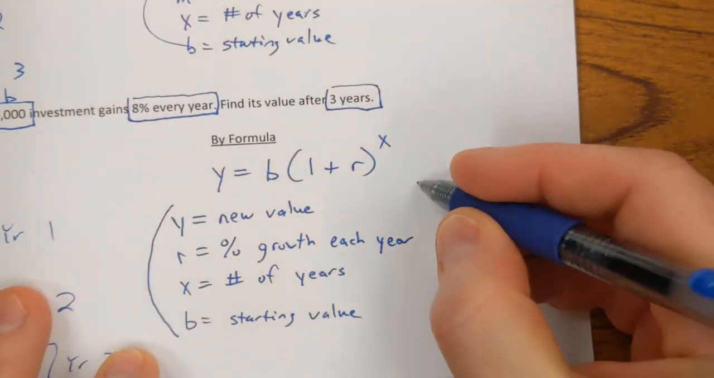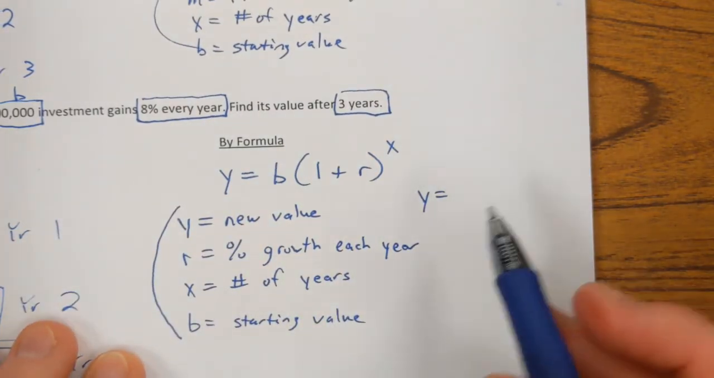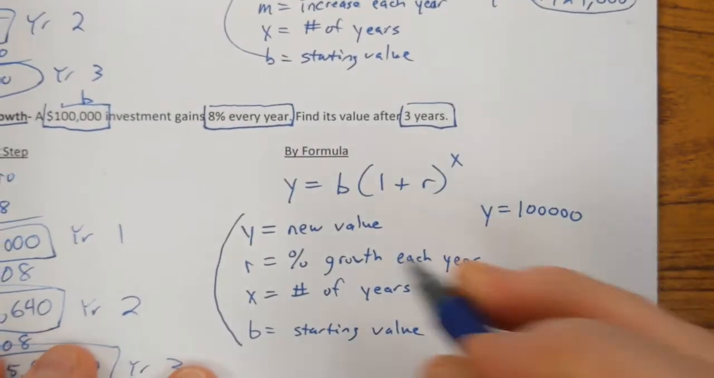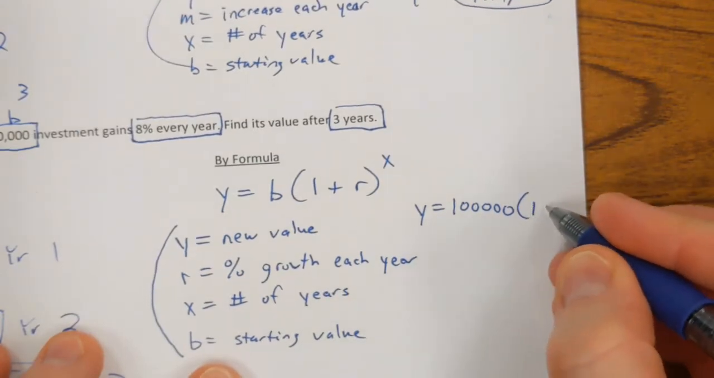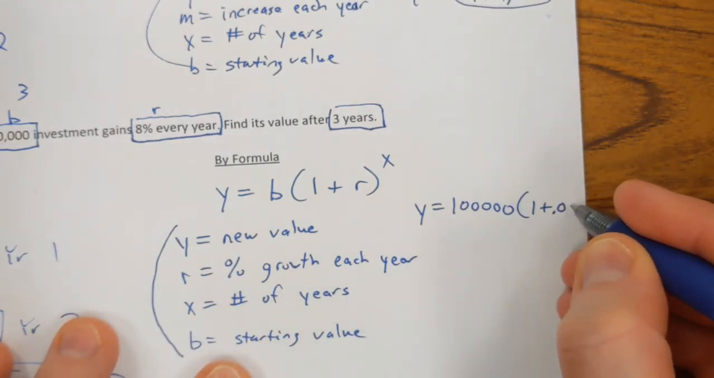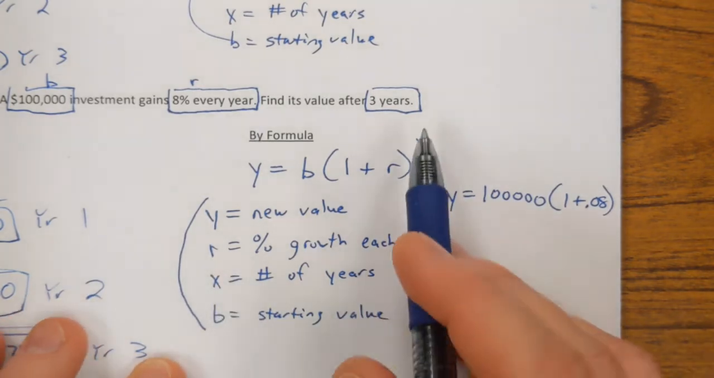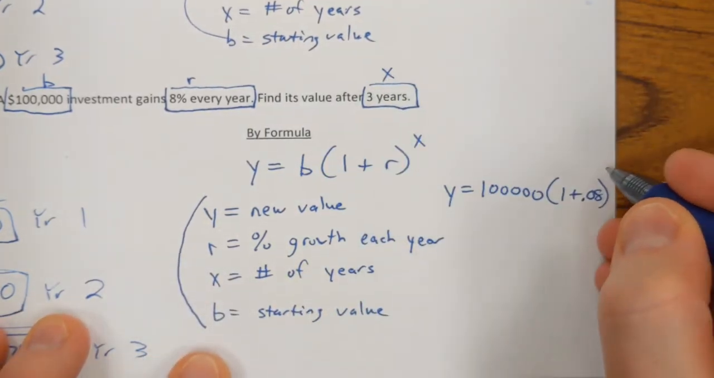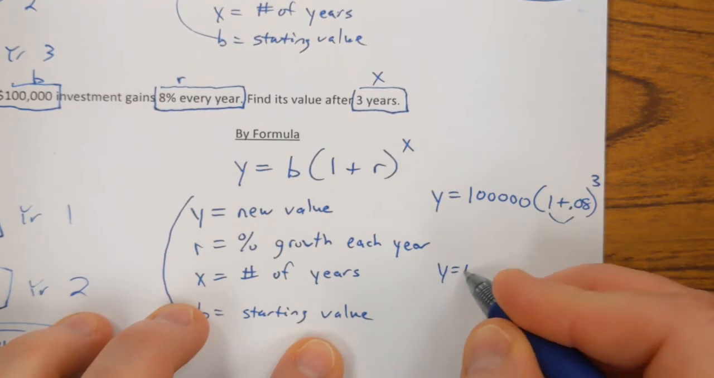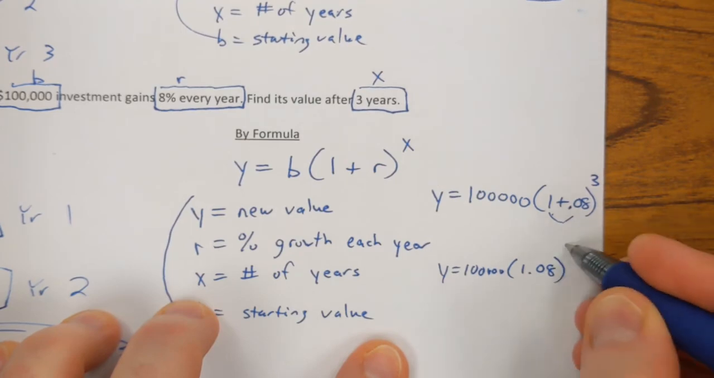All right, so we plug these in. To solve for y, we could find this answer in just one step if we know what we're doing. If we take our starting value, which is the 100,000, we times it by 1 plus the percentage growth each year. Now 8% as a decimal is 0.08. And then we take it to the x power. Okay, x is still the number of years, so we're going to take this to the 3rd power. Me personally, I like to go ahead and add what's inside the parentheses first. I like to combine this 1 plus 0.08 and just make it 1.08.